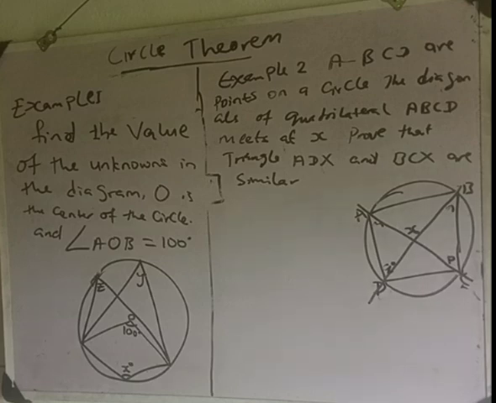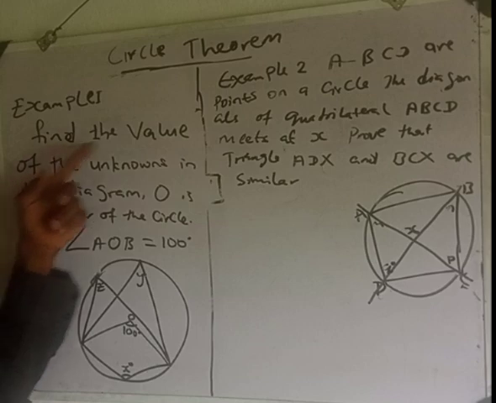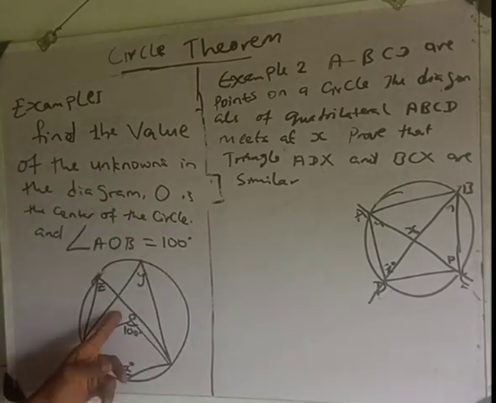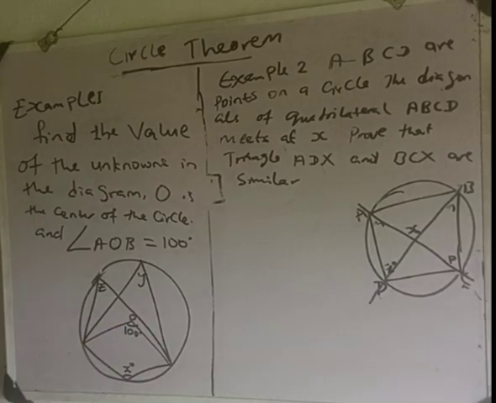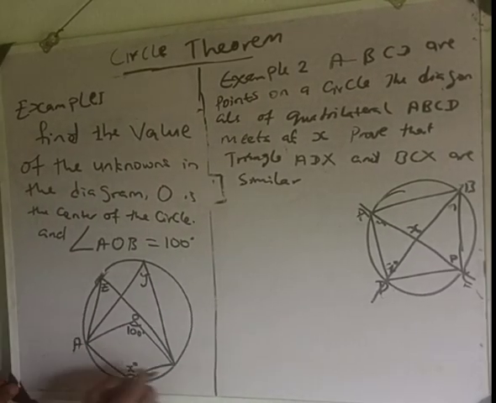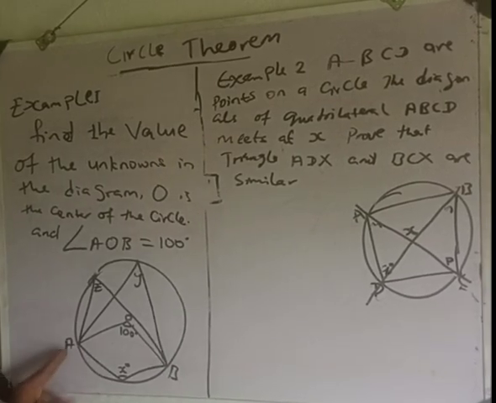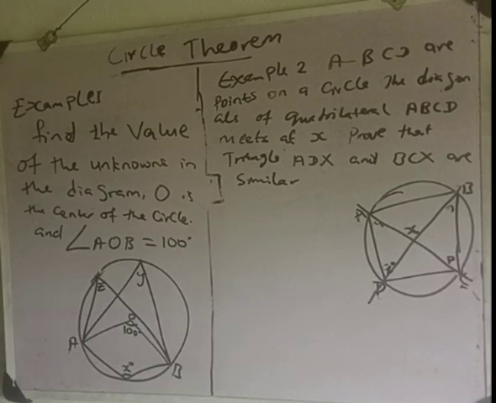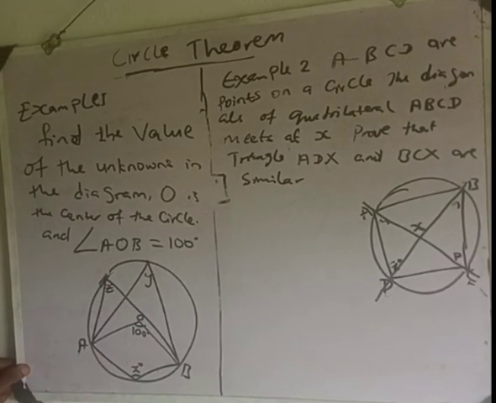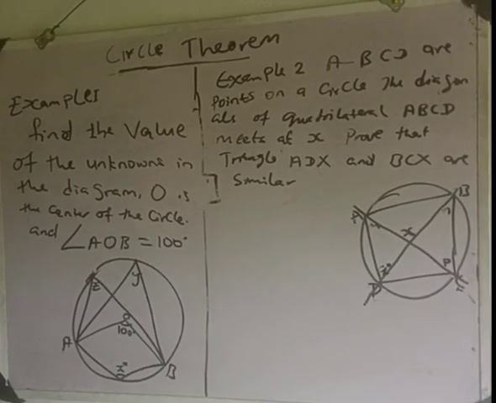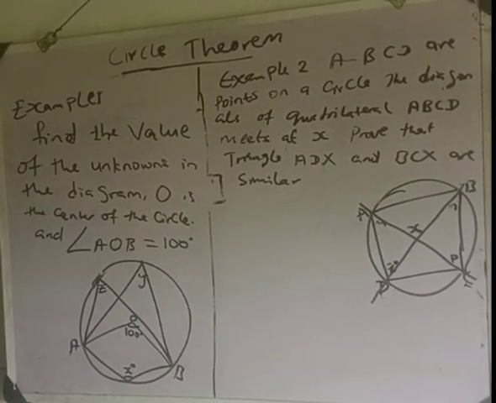The first example we want to solve says, find the value of the unknowns in the diagram, and we have that O is the center of the circle. This is A and this is B. The angle AOB is 100 degrees. So the unknowns we have here is Z. We also have another unknown Y, and we have another unknown X. Is that okay? These are the three unknowns.